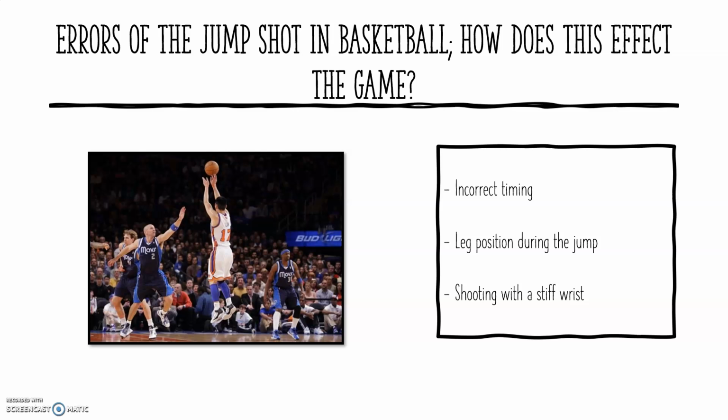If the player times their jump wrong, it could cause them to release the ball too quickly. In turn, if they have released the ball wrong, then it will cause them to miss their shot. This would have a negative effect on the game because it means that they wouldn't gain any points, giving them no advantage against their opposition.